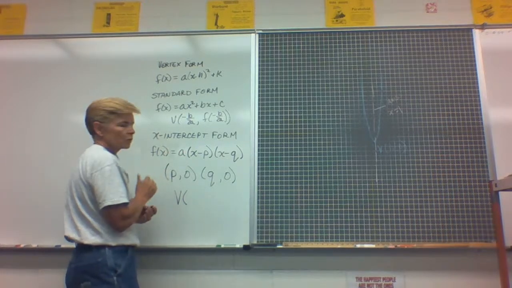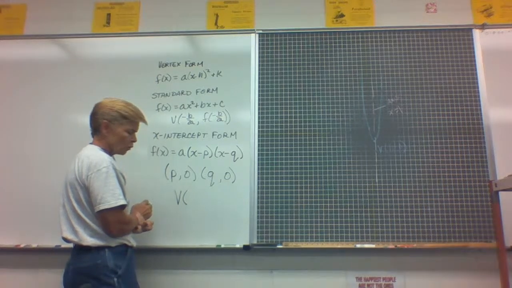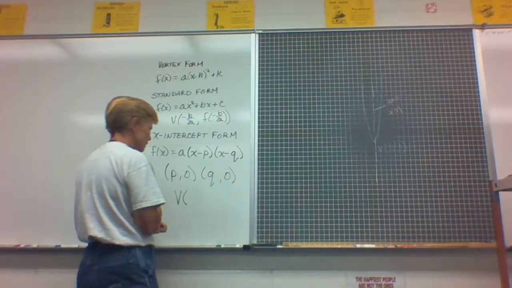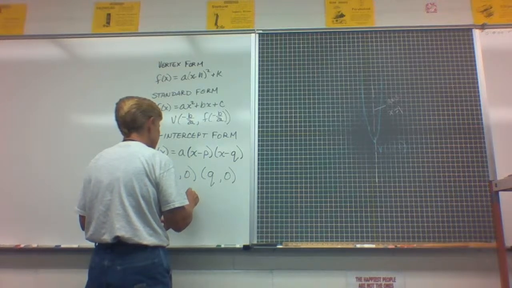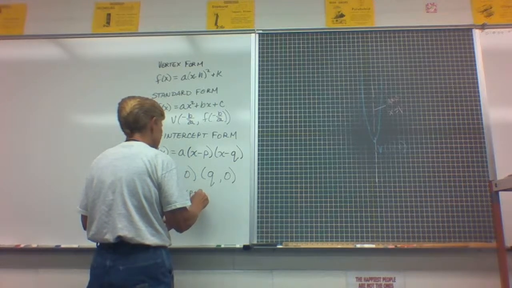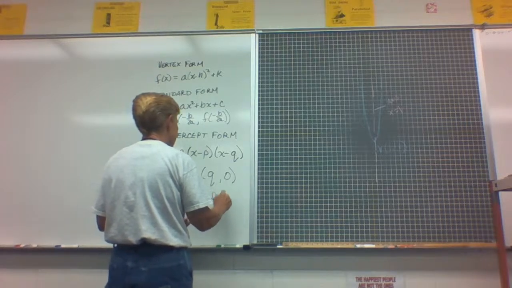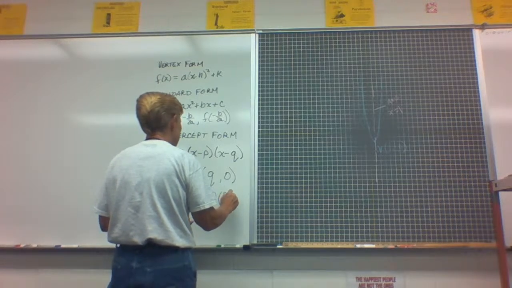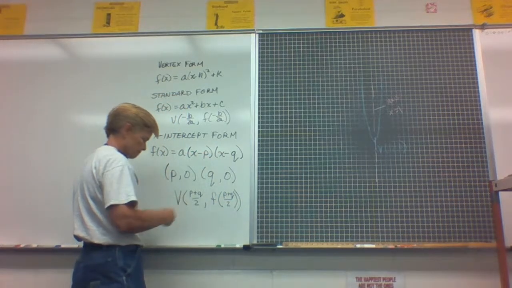Then A can tell the rest of the story. And the vertex, and I'll explain to you why it works out this way, but the x-coordinate of the vertex is the average of P and Q, and then F of that average. You have to figure the x-coordinate and then plug it in just like you did with the other one. It's just done in a different way because of the way this is offered.